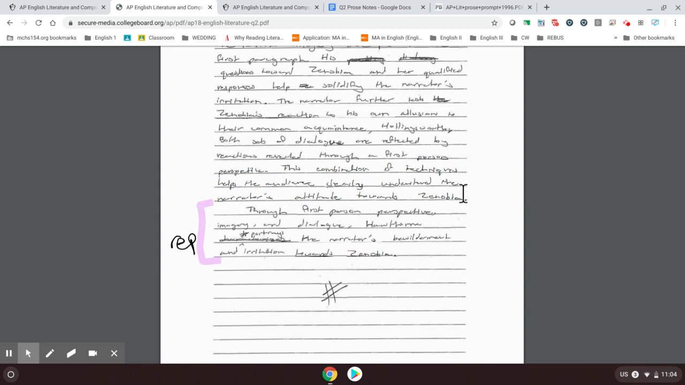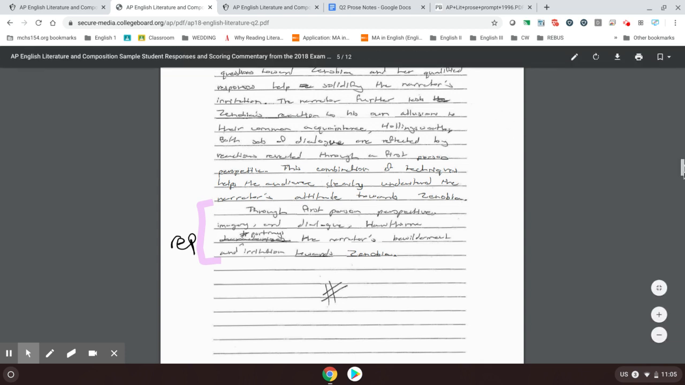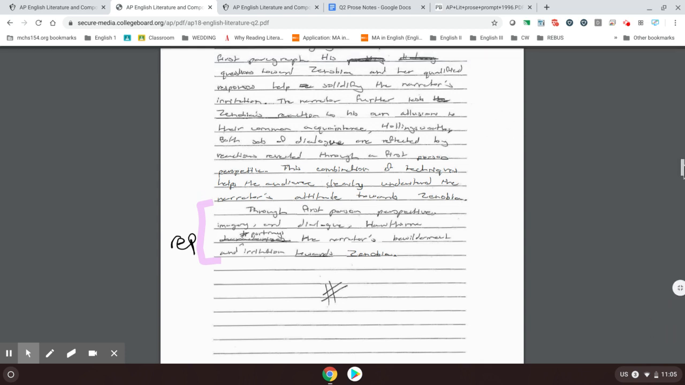That could end it. Instead, this person chooses to tack on through first person perspective, imagery, and dialogue. So repeating the thesis map, Hawthorne portrays the narrator's bewilderment and irritation towards Zenobia. Essentially, it's copying and pasting the thesis. I would say that this overall hurts the essay more than helps it. It detracts from it because it just makes it needlessly repetitive and a little vague.